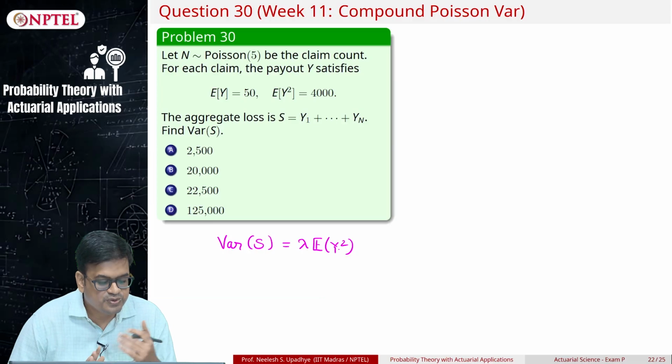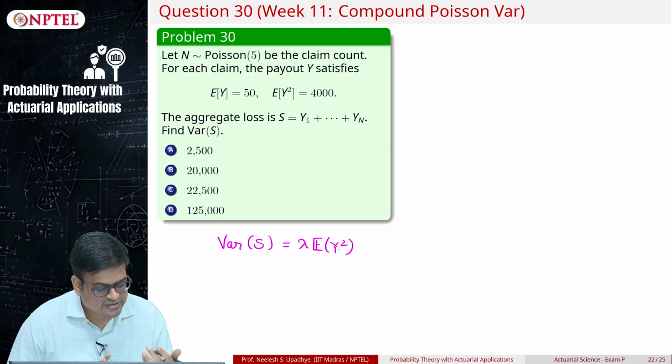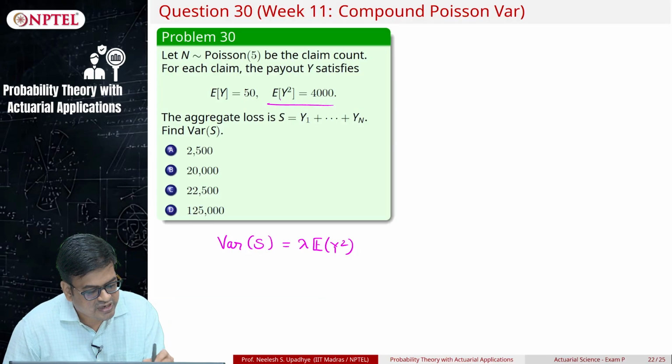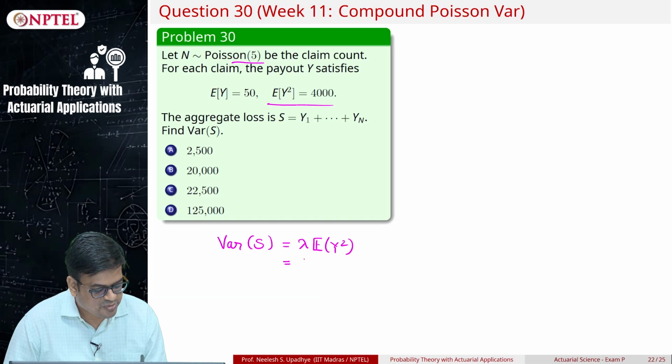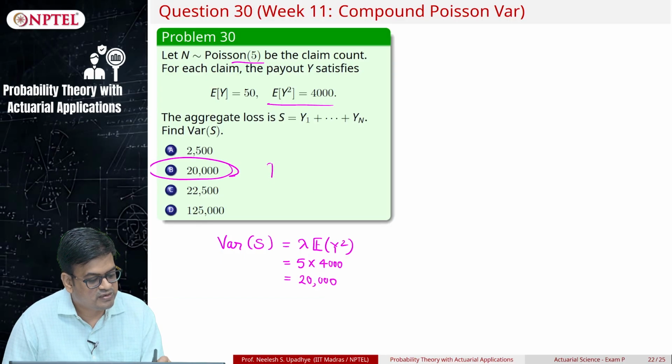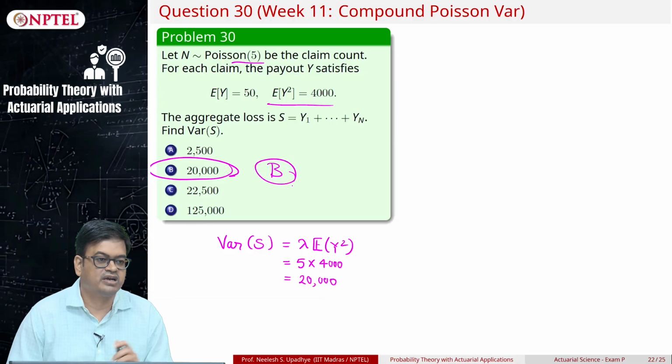Perfect. Then do I need to calculate anything? It is very simple, right? Expected value of Y square is given to me, N is Poisson 5, so lambda is equal to 5. So essentially this problem is nothing but 5 times expected value of Y square, which is 4000. That gives me 20,000. Is there any such answer? Yes, and therefore, answer B is the correct answer.